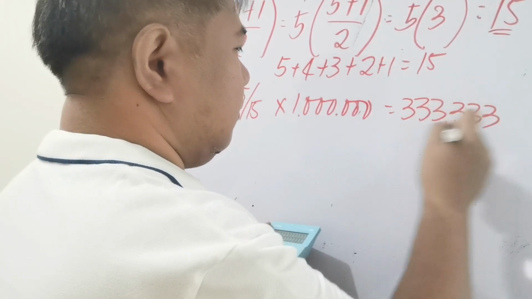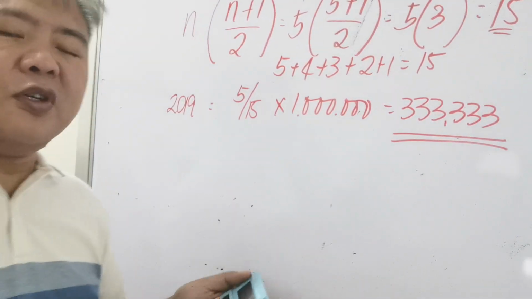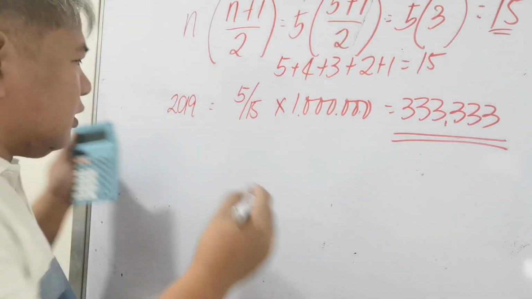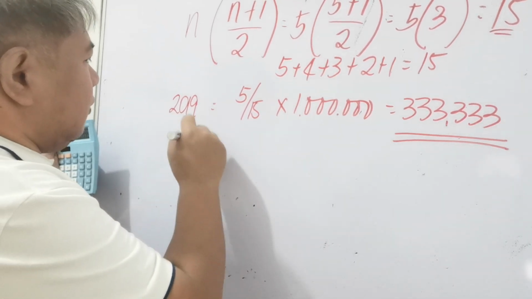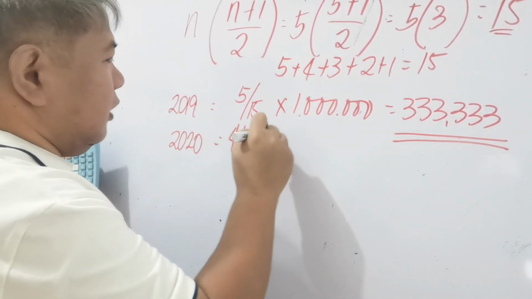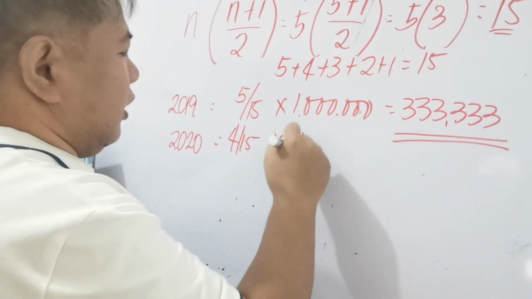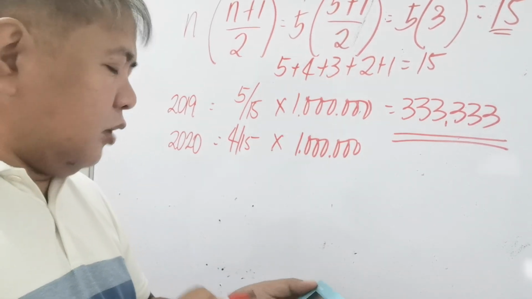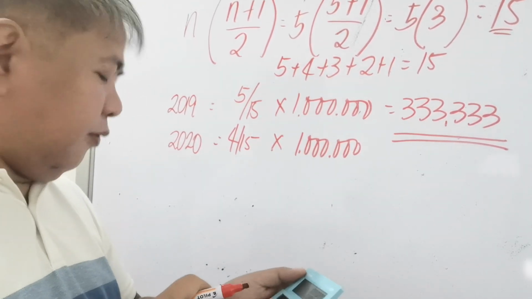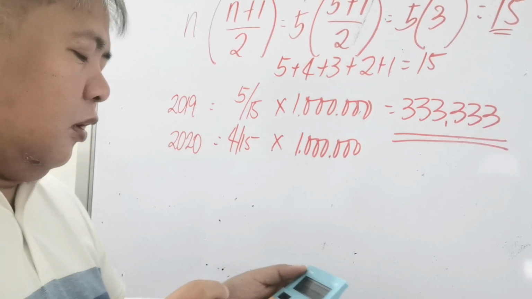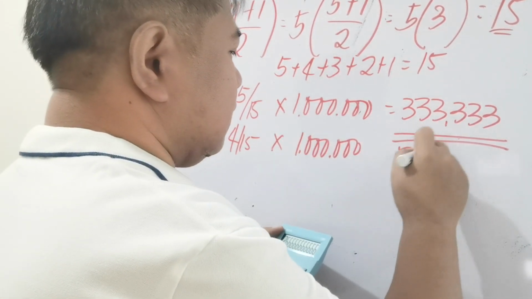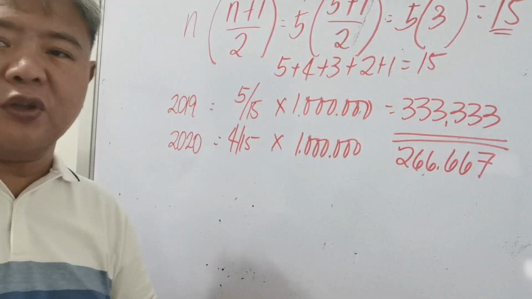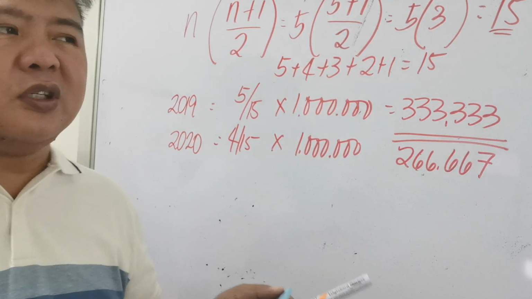333,333. So using the sum of the year's digits, your first year depreciation shall be 333,333. What about the second year? For 2020, this would be 4 over 15 multiplied by 1 million pesos. So how much is that? That would be 1 million times 4 divided by 15, so that would be 266,667, and so on and so forth. So this is the sum of the year's digits.